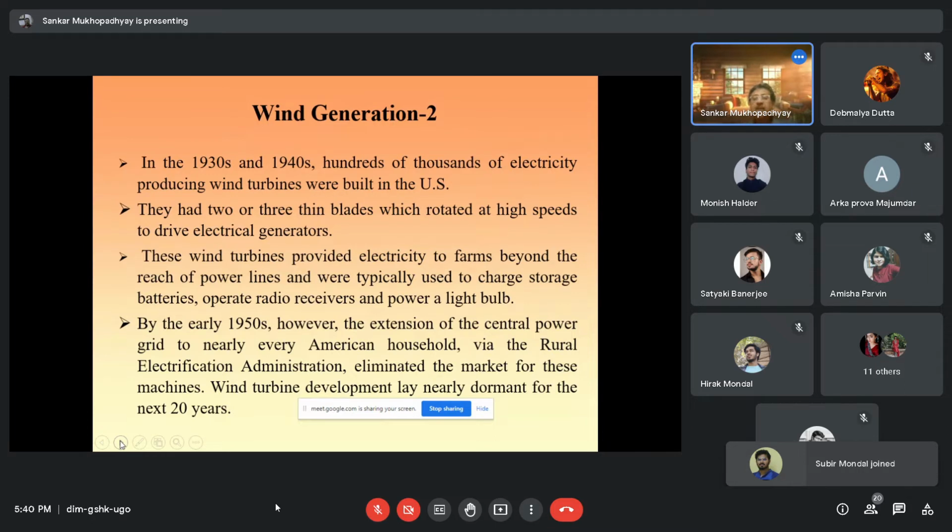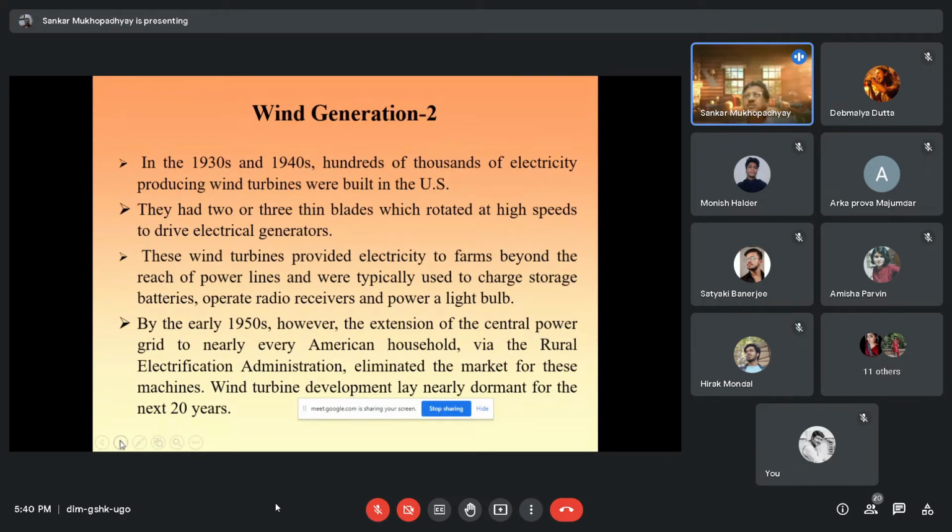But again, it depends on the availability of wind. So the wind turbine used to operate when a good speed of wind was there. So they used to put a large number of wind turbines in tandem, and particularly on hilly areas where wind speed is more or less reasonably good at all times.